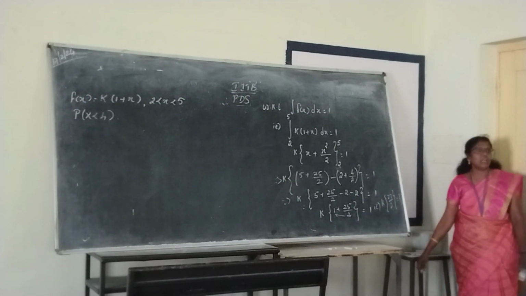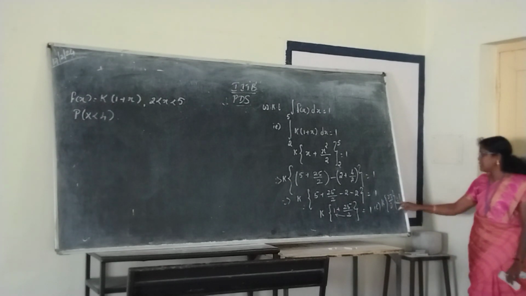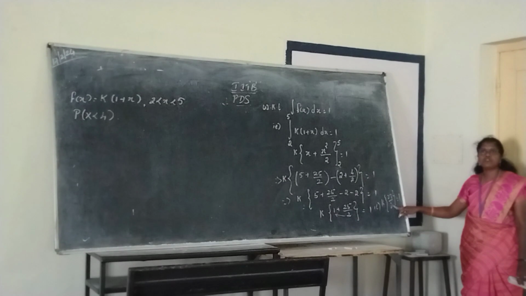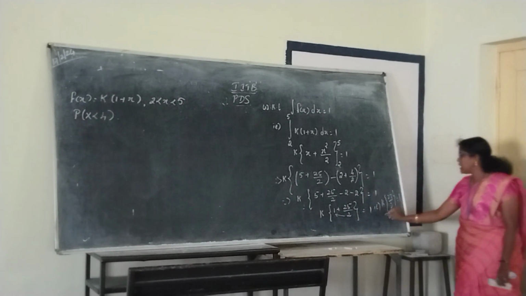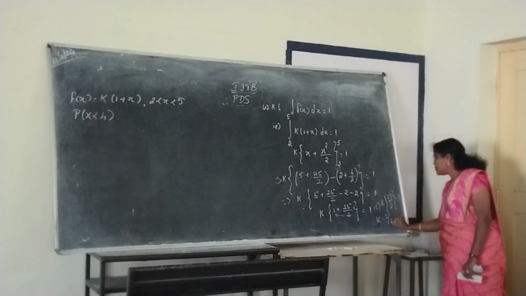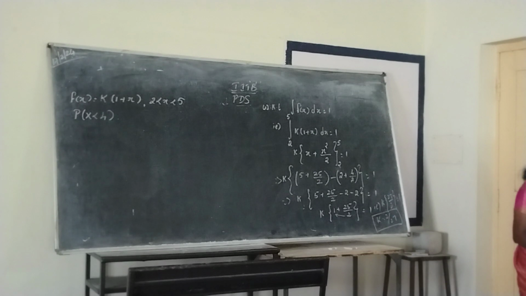So what will be the k value? It is in multiplication here, so when it goes to the other side, it becomes the reciprocal. So what will be the value? 2 by 27. K value is 2 by 27.